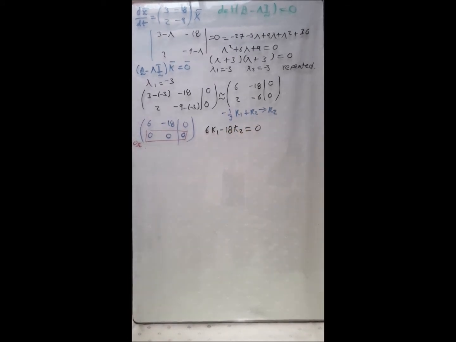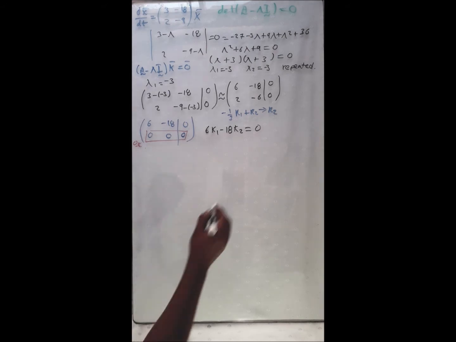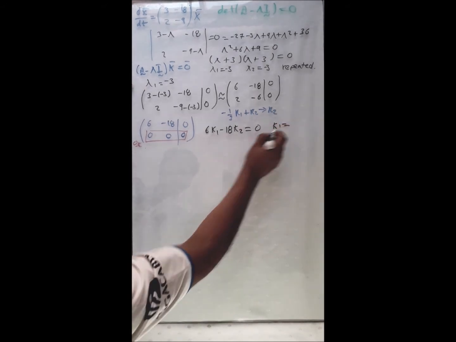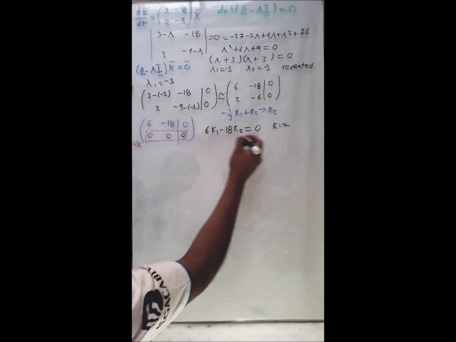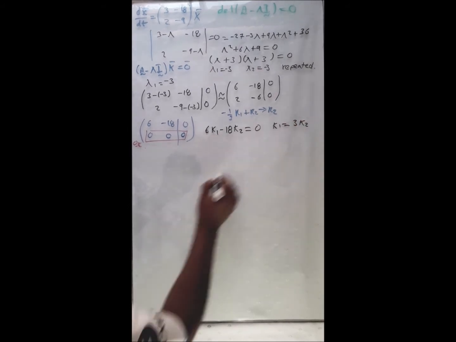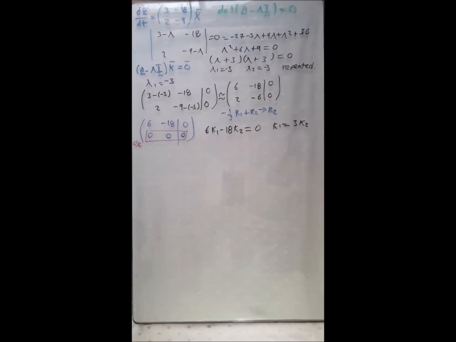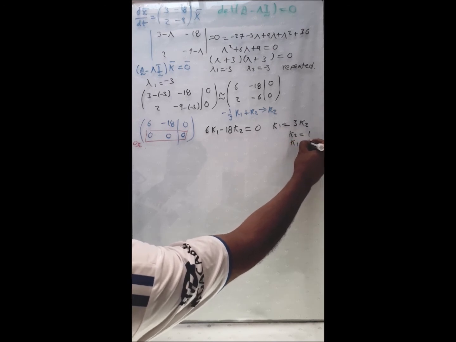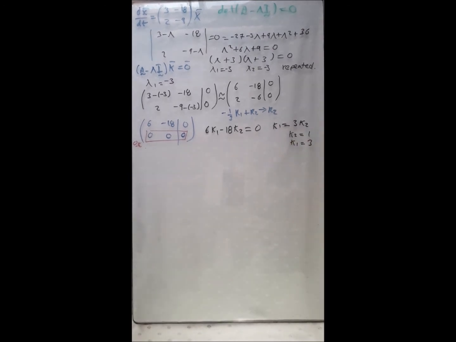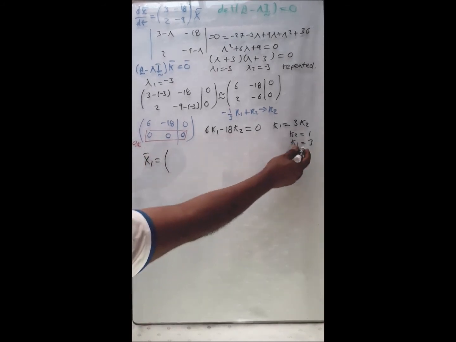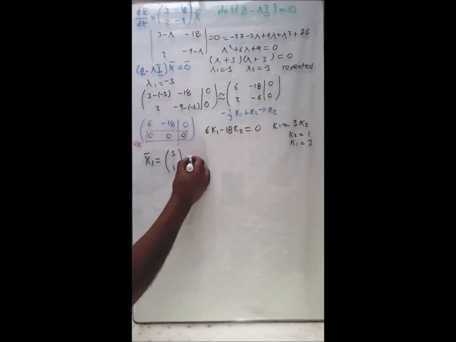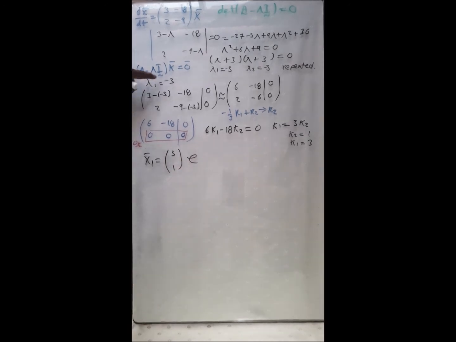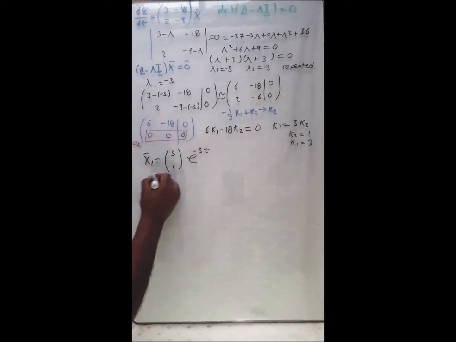Let's clear for the value of k1 or k2, whatever is easier. I'm going to clear k1. So this to the other side, 18 over 6, 3k2. So I'm going to choose a value of k2. I'm going to choose an easy value. k2 is equal to 1. So k1 is equal to 3. So what is the first solution? The first solution then is equal to my k vector, 3 and 1, exponential of minus 3t. So that is for the first solution.